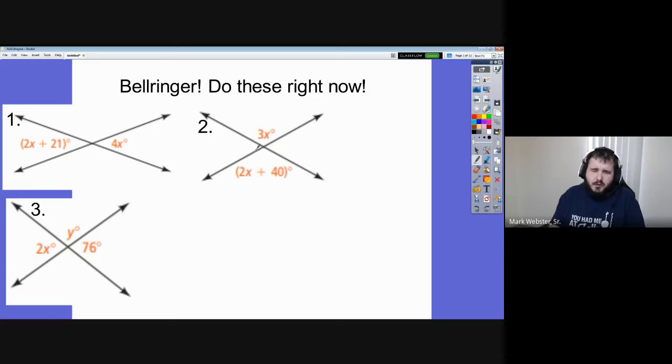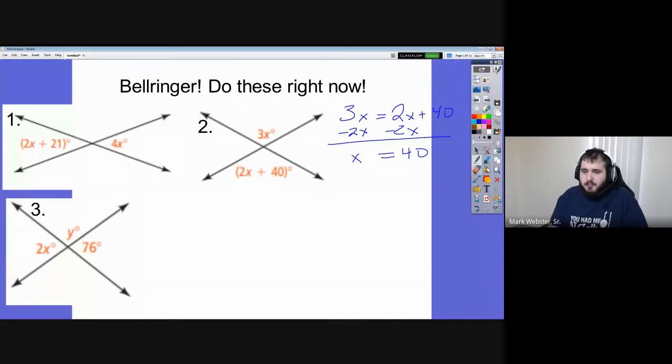All right, so for number 2, same idea. They're vertical angles, so we just set them equal to each other. 3x equals 2x plus 40. Let me solve for x. I'm going to take the 2x and subtract it over. That leaves me with x on one side and 40 on the other.